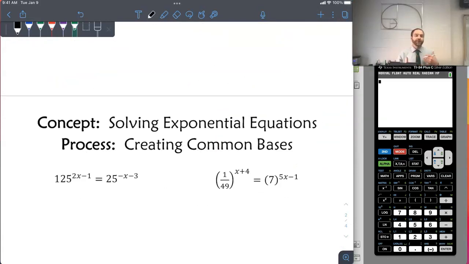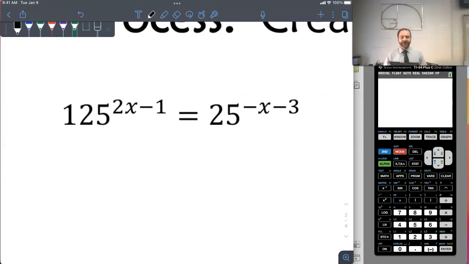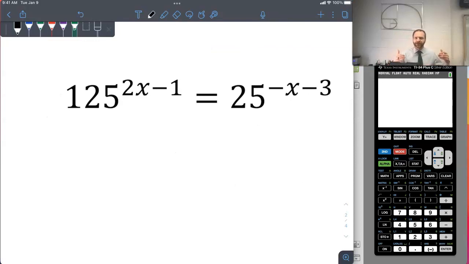So I said we're going to be working on this one. So I have to look at this. Now I'm going to go through this. We looked at it in the previous example: if you have the same base on both sides, they can cross out and you can deal with the equation and the exponents. 25 and 125 don't have the same base. But I'm going to pay attention to this.